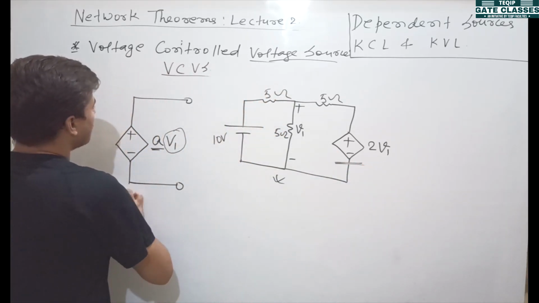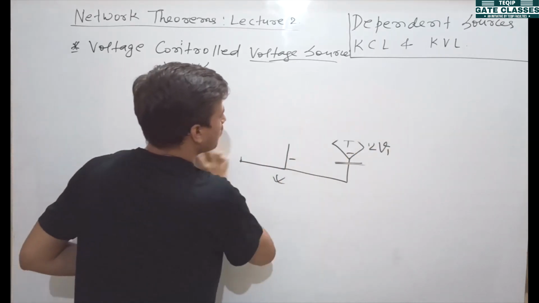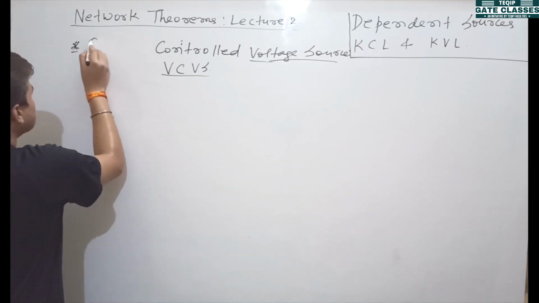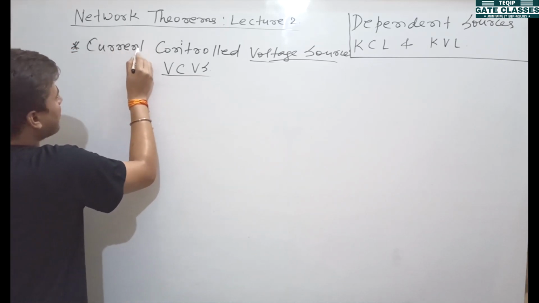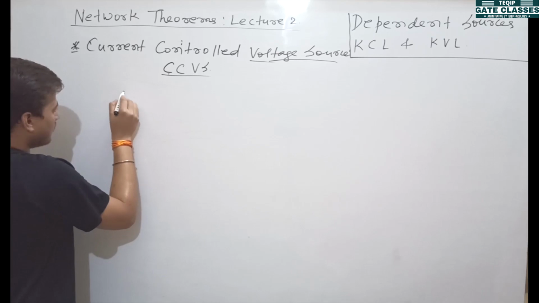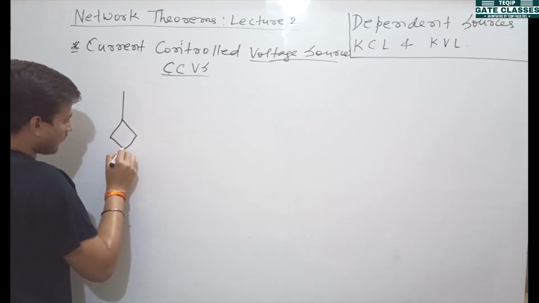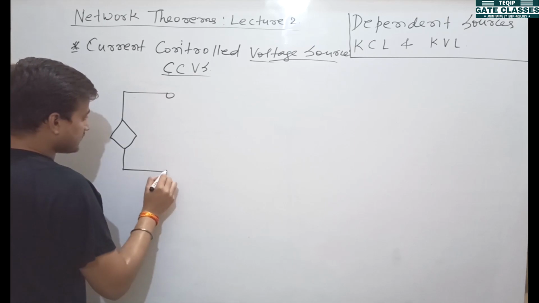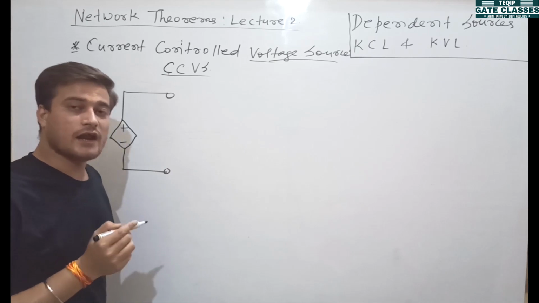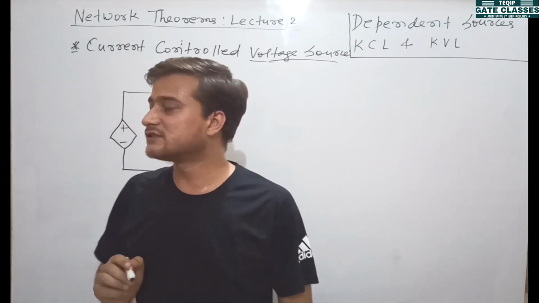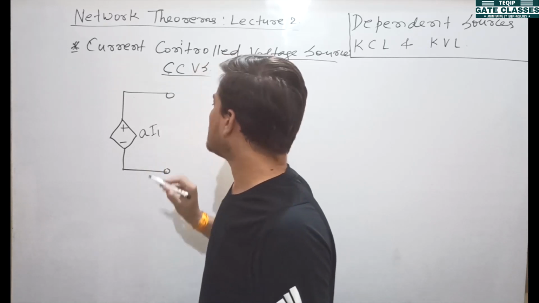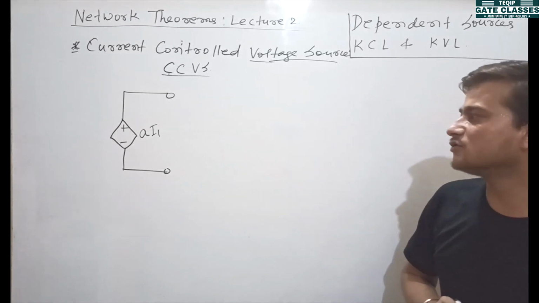Next, second is current controlled voltage source, that is CCVS. First, let us see the symbol. Since it is a voltage source, it will be plus minus. Now it is current controlled voltage source, that means its value is dependent upon the current of another branch. So here it will be written as A into I1.